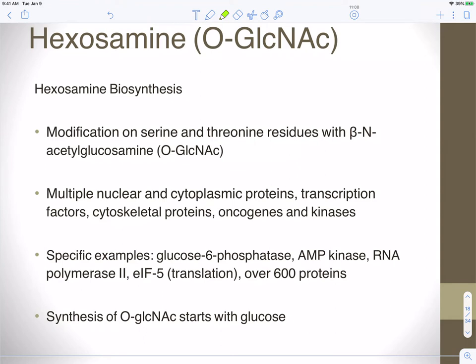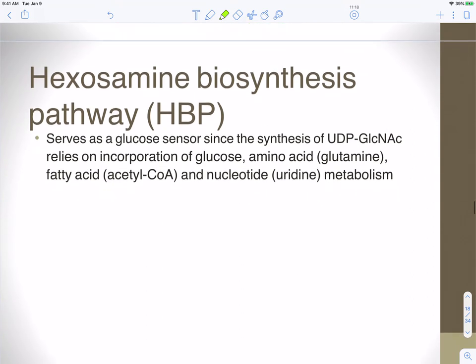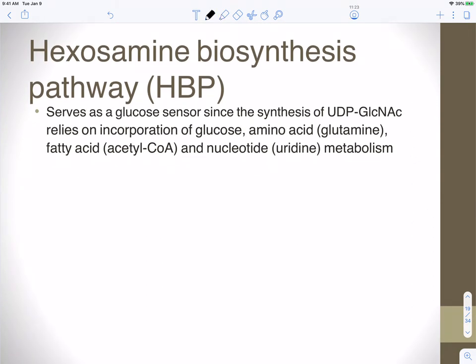What's key about this is that it's given the name hexosamine, but the synthesis starts with N-acetylglucosamine. So it all starts with glucose. The hexosamine biosynthesis pathway, because it starts with glucose, you can think of as a glucose sensor. The formation of N-acetylglucosamine activated by UDP is going to rely on glucose, glutamine, so amino acid metabolism, acetyl-CoA, fatty acid metabolism, and nucleotide metabolism because of the incorporation of uridine.